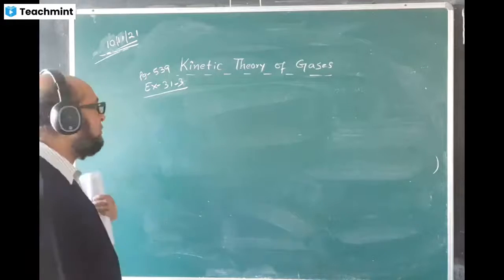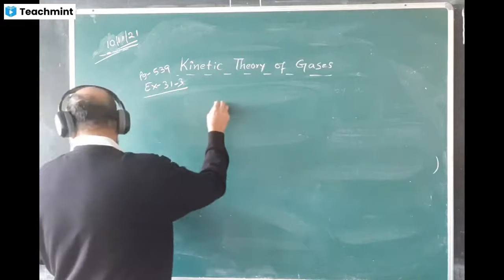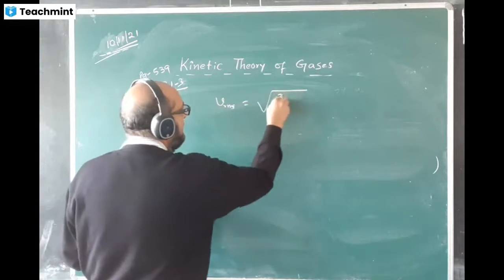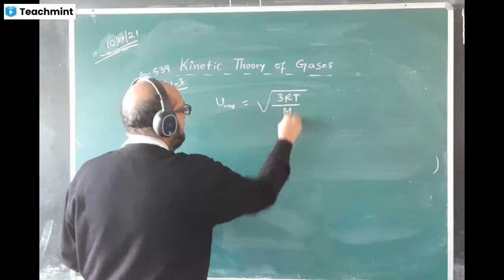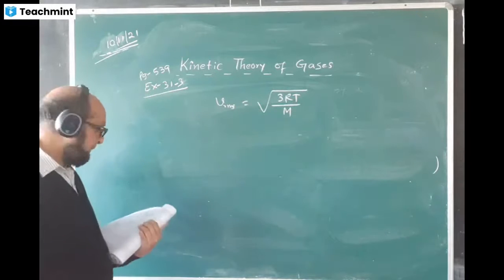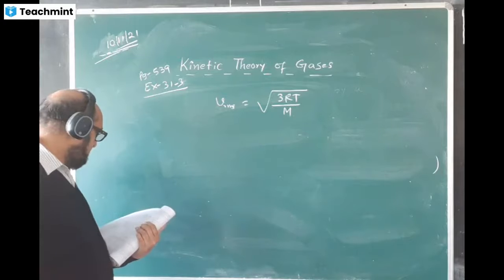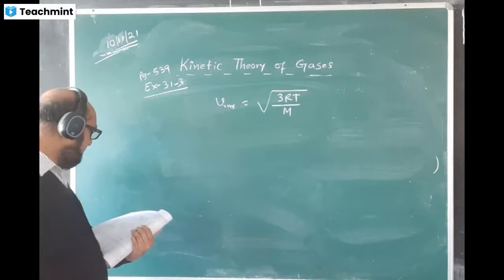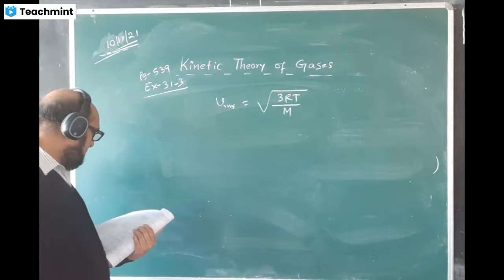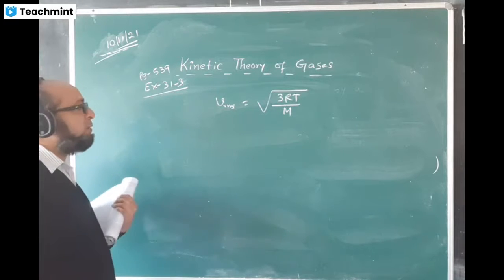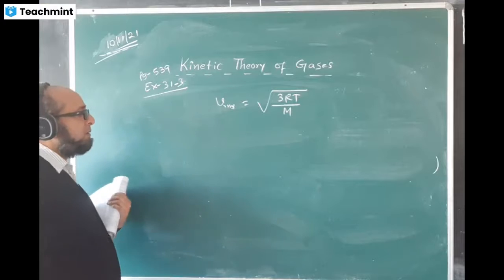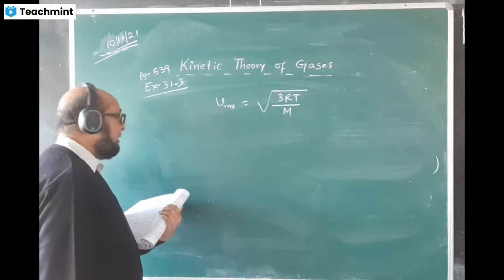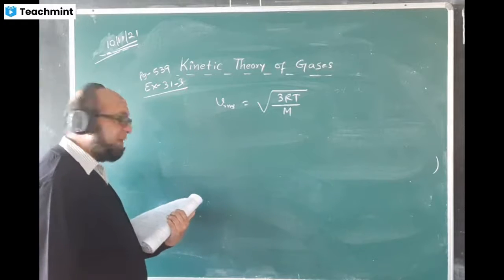So, which formula should we use? I think I've already given the formula that Vrms is equal to root of 3RT by M. In this formula, we have to find the temperature. RMS velocity is same in both the cases. There are two gases, one is oxygen and the other one is hydrogen. Oxygen's temperature we have to find.